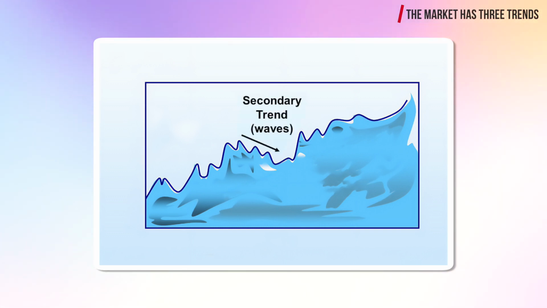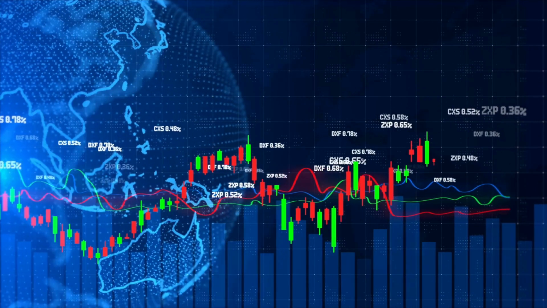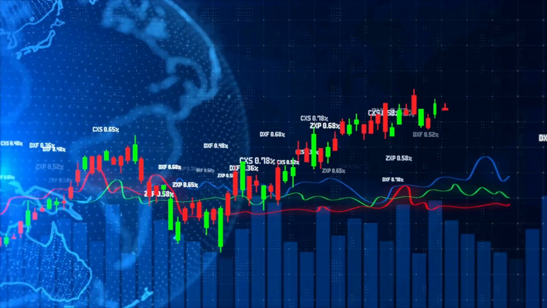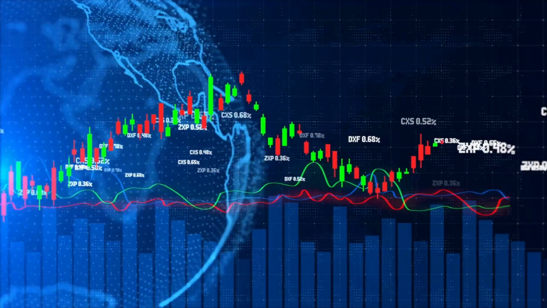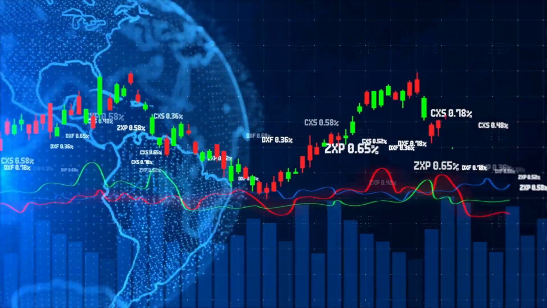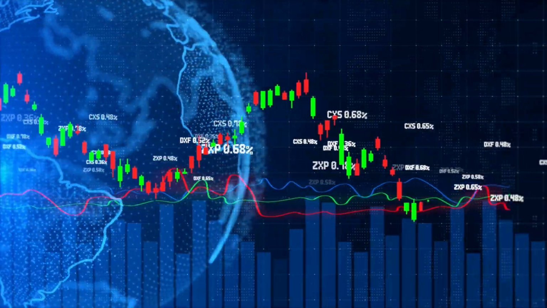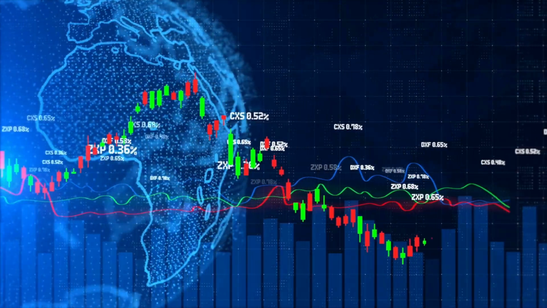The second one is a wave, known as the secondary trend. This one usually lasts somewhere between a few weeks and a few months. This trend often goes in the opposite direction of the primary trend. In other words, if the primary trend is bullish, the secondary trend will cause a pullback, and if the primary trend is bearish, the secondary trend will cause a rally.